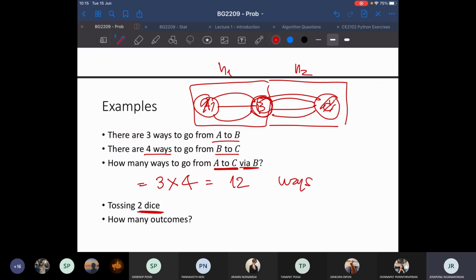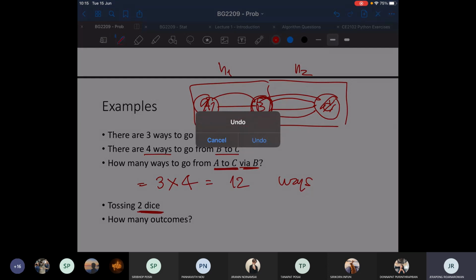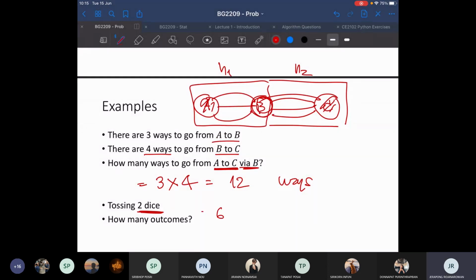Tossing 2 dice. What's going to happen? You toss the first dice, right? And then you toss the second dice. Even though you toss them at the same time, basically, you toss them 2 times. Whether you toss 2 dice at the same time or one at a time, it's the same. Okay, what's gonna happen? It's gonna be 6 into 6, right? So it's gonna be 36 ways. N1 and N2.